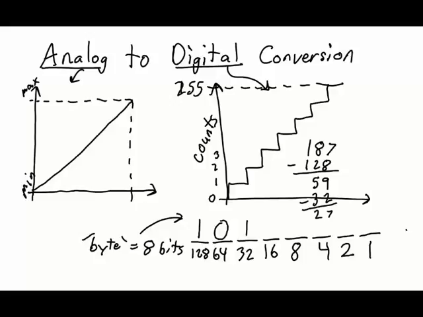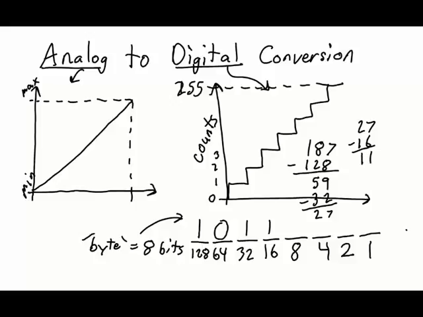59 minus 32 is 27. So I can now move on to my next bit. I'll ask whether 16 is less than 27. It is, so I put a 1 in the 16 position. And I'll take 16 and subtract it from 27, and I get the value 11.